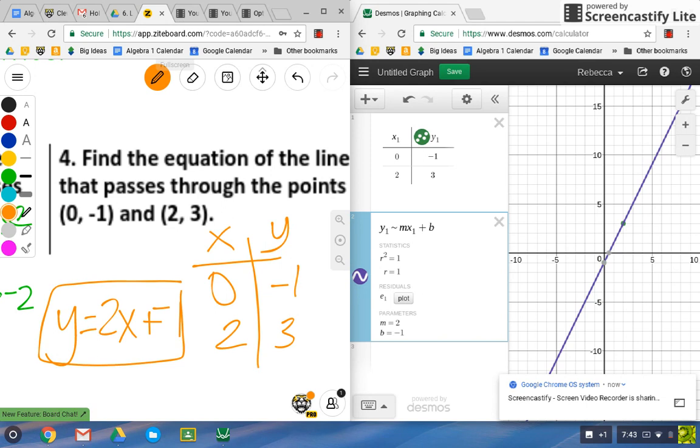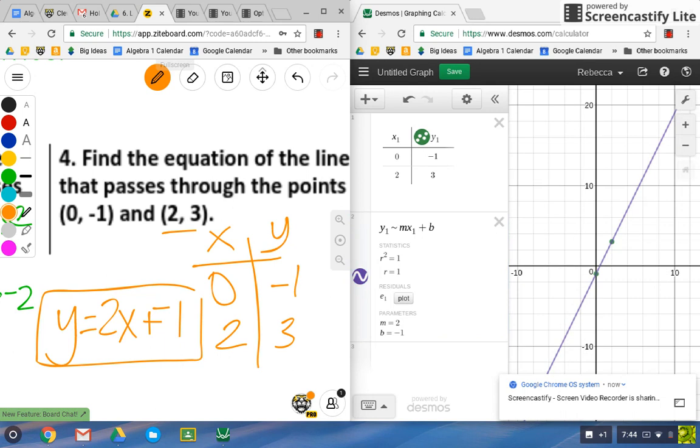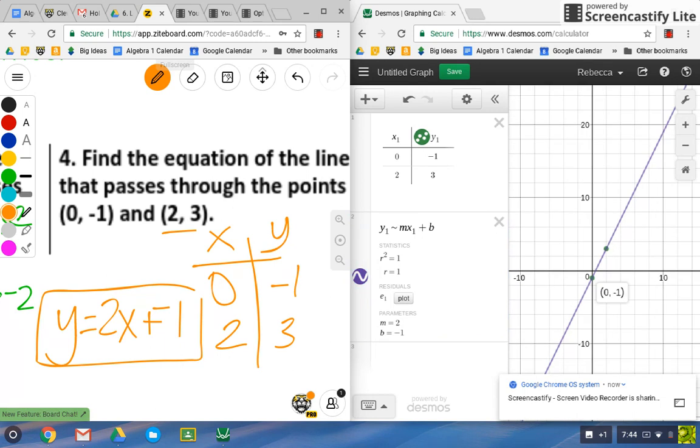Okay, let's check it. Are both points on there? So there's the 2, 3. And where's the other point? Oh, there it is. So those are the 2 points, and they are verified. So that is my answer.